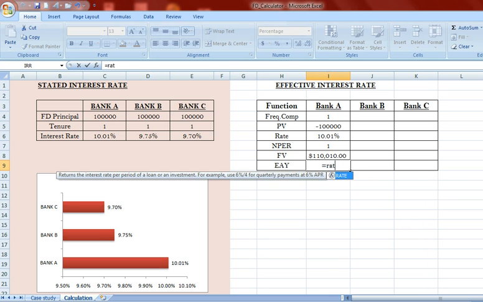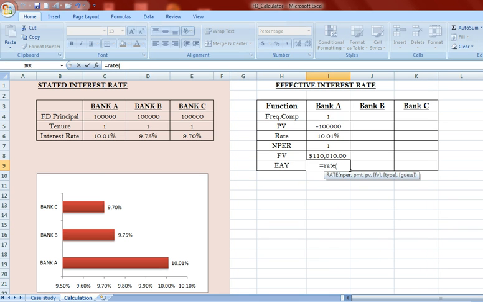for which you need to write a RATE function. Now you need to be very careful, because we are bringing all the compounding factors together, which means we are arriving at an interest rate on a per annum basis. So you need to put 1 as NPER rather than considering the frequency of compounding here. There is no PMT. The present value is minus 1 lakh and the future value, which is the maturity value, is 1,10,000. Just close the bracket to arrive at the effective annual yield. This is the effective interest rate for Bank A.